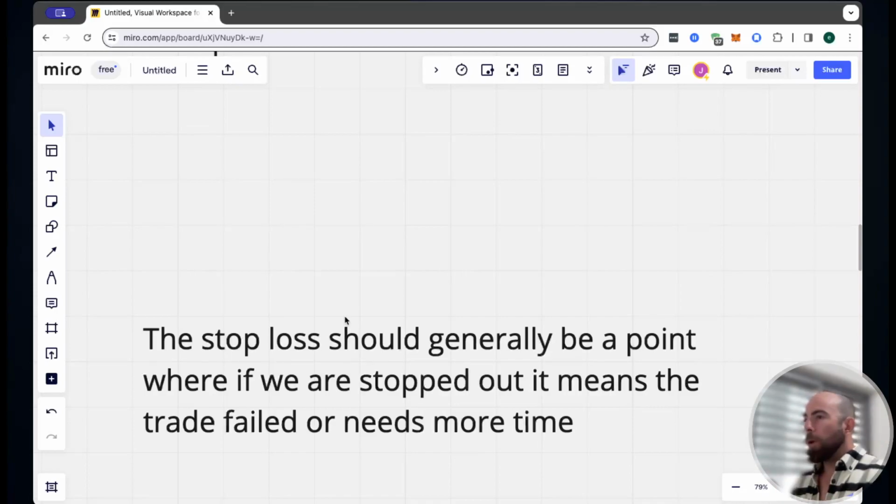So the stop loss should generally be put at a point where it makes sense that if you are stopped out, it means that the trade has failed, right? Or that the trade needs more time to build and you don't want to be sitting in it.